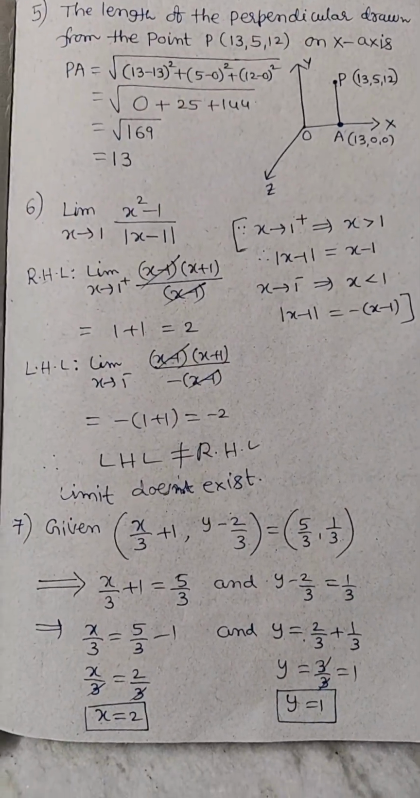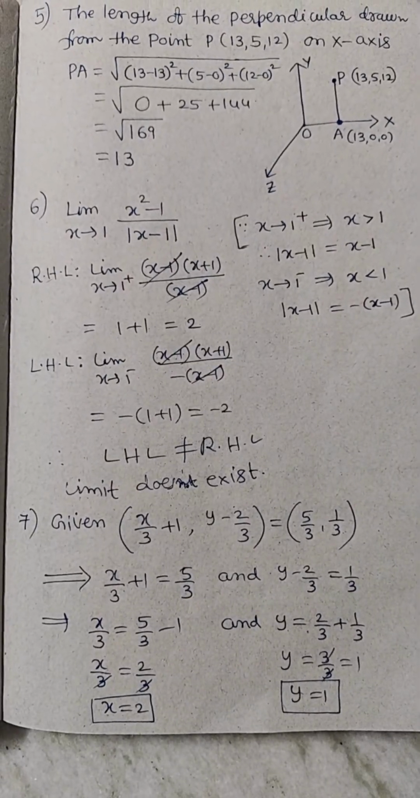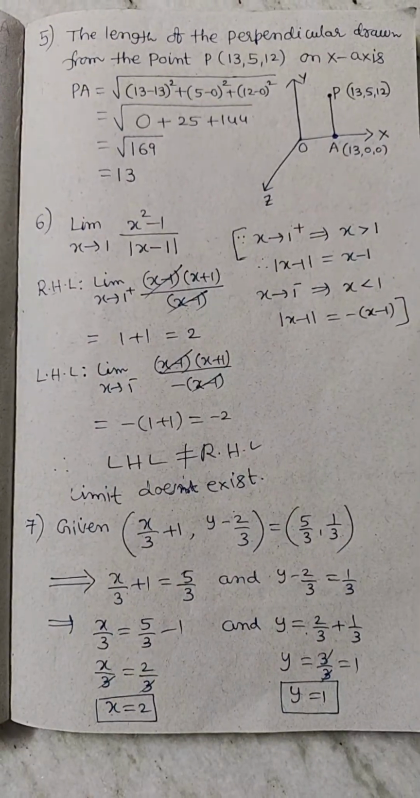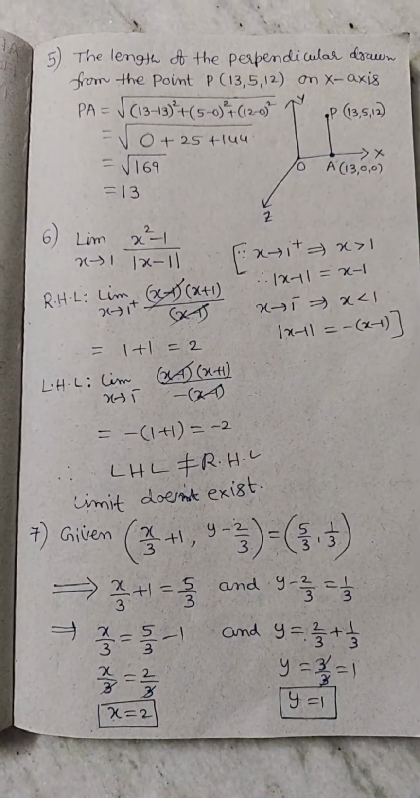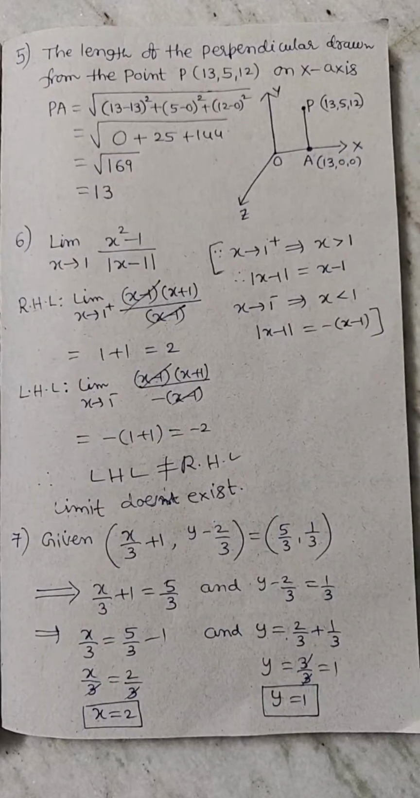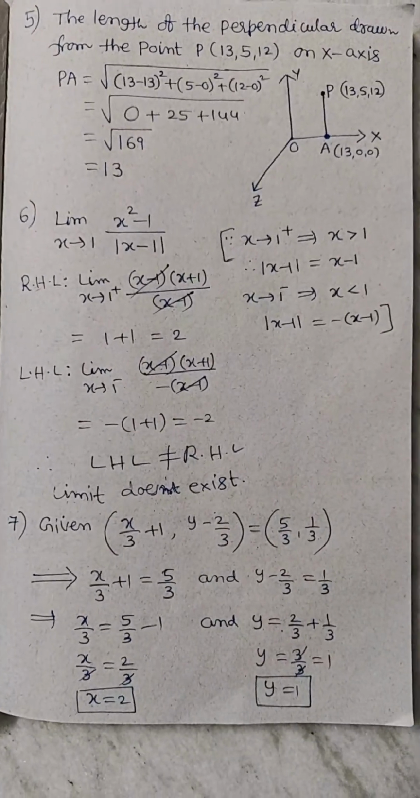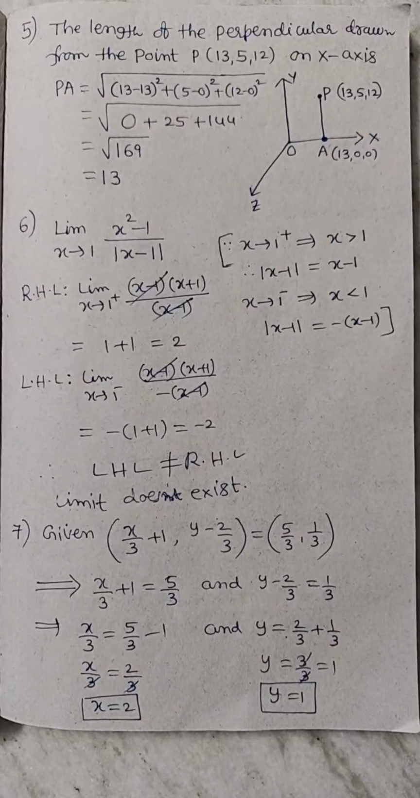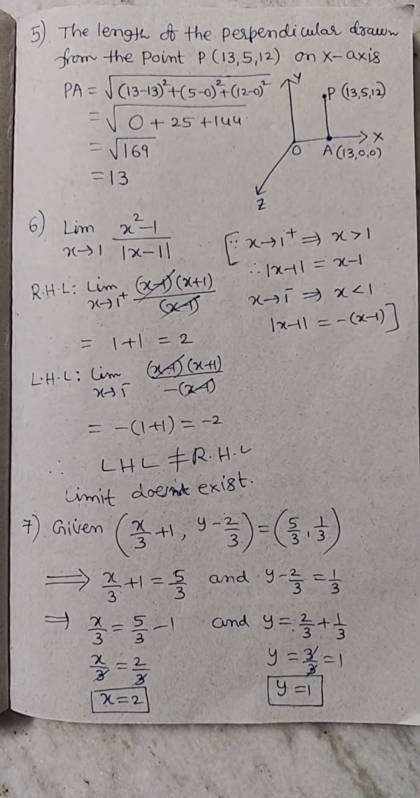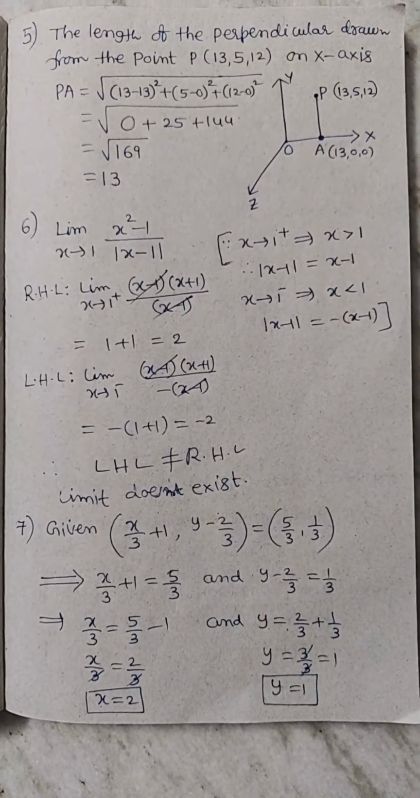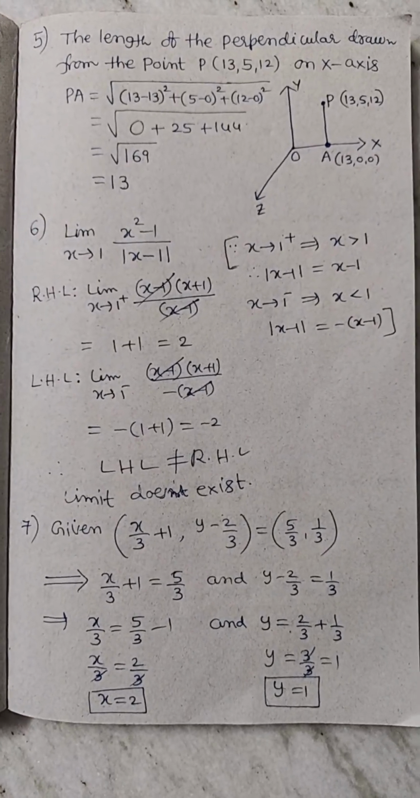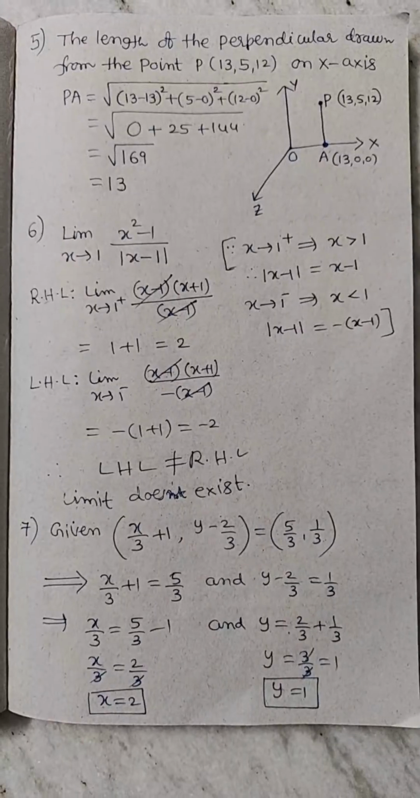They are asking to find limit x tends to 1 of (x square minus 1) by mod x minus 1. You remember, dear students, whenever mod x minus 1 is there, you need to verify x tends to 1 plus, x tends to 1 minus. When x tends to 1 plus, meaning x is greater than 1. When x is greater than 1, mod x minus 1 value is x minus 1. X tends to 1 minus, x is less than 1. Mod x minus 1 equal to minus of (x minus 1). So right hand limit first we are calculating.